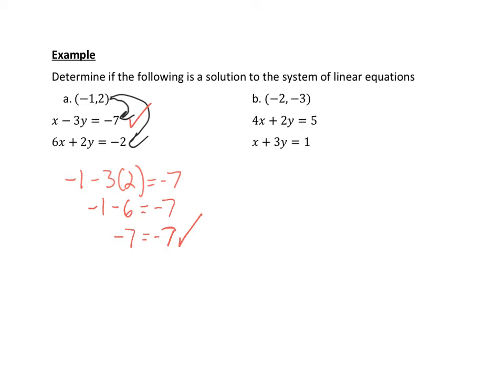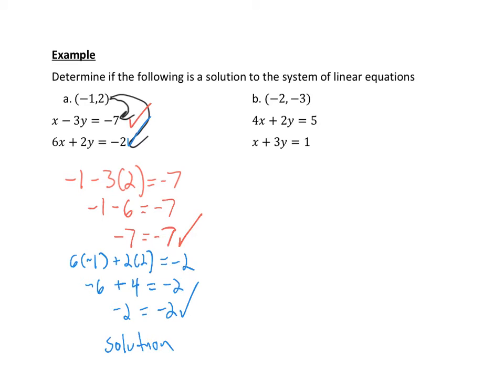So let's plug those into the second one. 6 times x, which is negative 1, plus 2 times y, which is 2, and we're saying the result should be negative 2. So 6 times negative 1 is negative 6, and 2 times 2 is 4. That should give me negative 2, and negative 2 equals negative 2, which is true. So both of those are true, and indeed this is a solution. The point (negative 1, 2) is the solution to that system of equations.